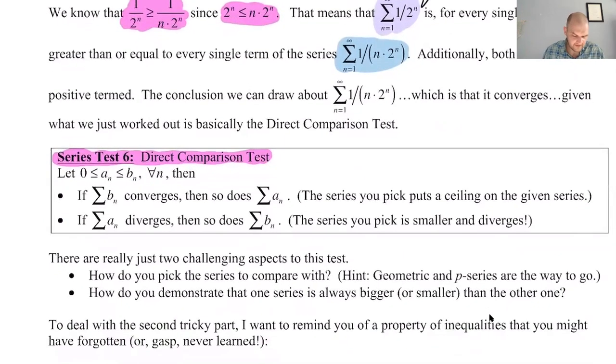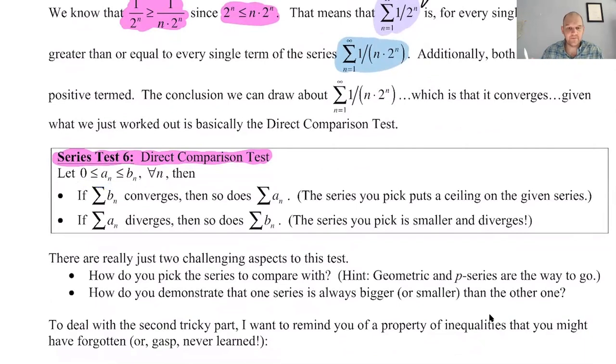But if 0 is less than or equal to a to the n, which is less than or equal to b to the n, okay? So the 0 is the minimum, like they're always positive termed, basically. These are positive term series. And then for all n, a sub n is just smaller than b sub n.